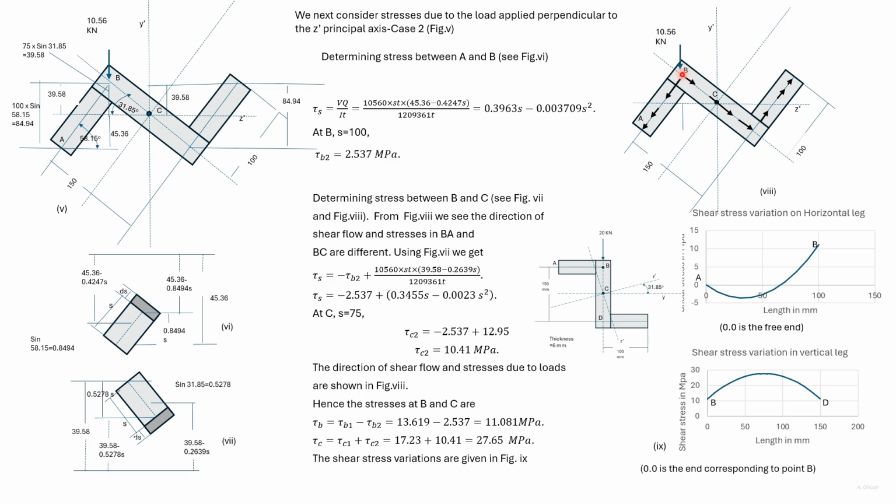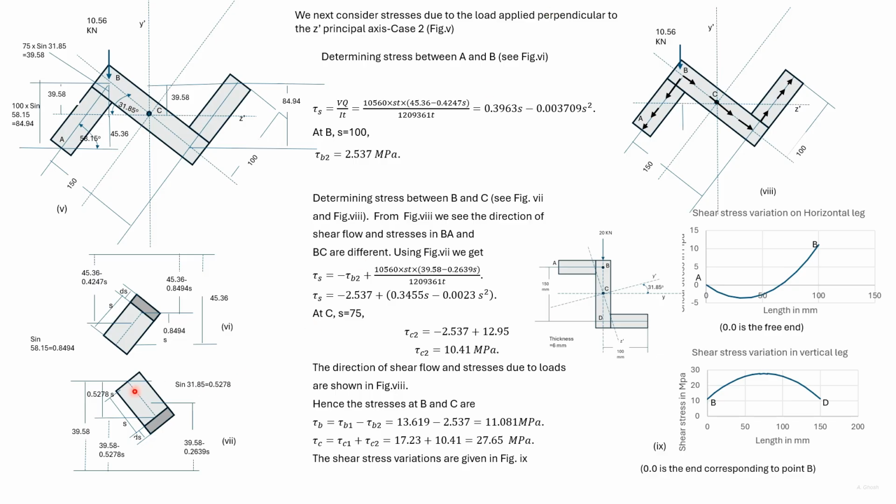The direction of the shear stress, the shear flow in BC and BA are not the same. Till now, with all the cases we have dealt with, the direction of the shear flow had been the same. As earlier, we take a section and we find out Q and the shear stress and add this stress. Over here, because the direction is different, the stress is added as minus tau B2.